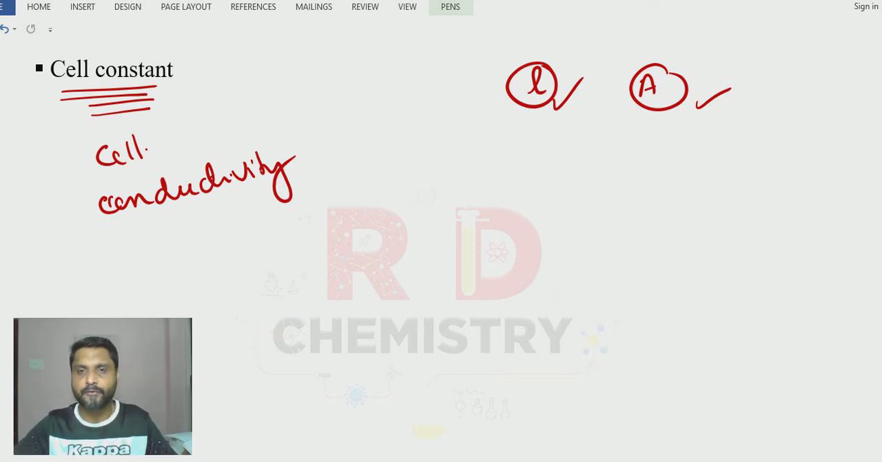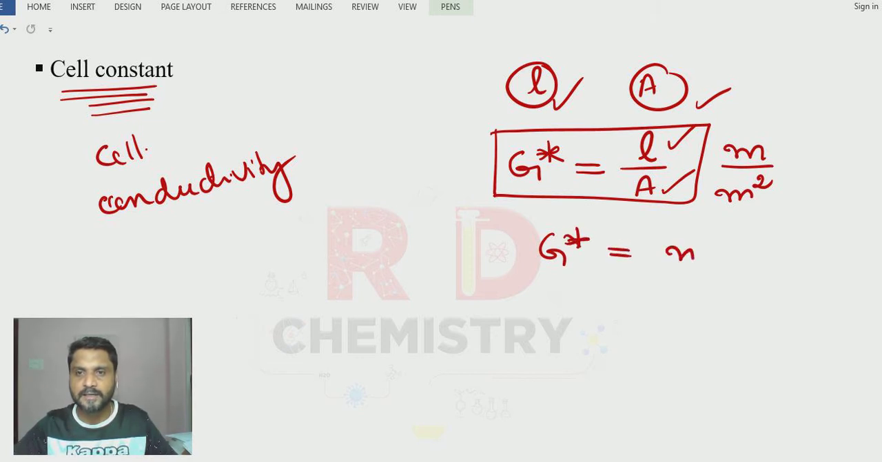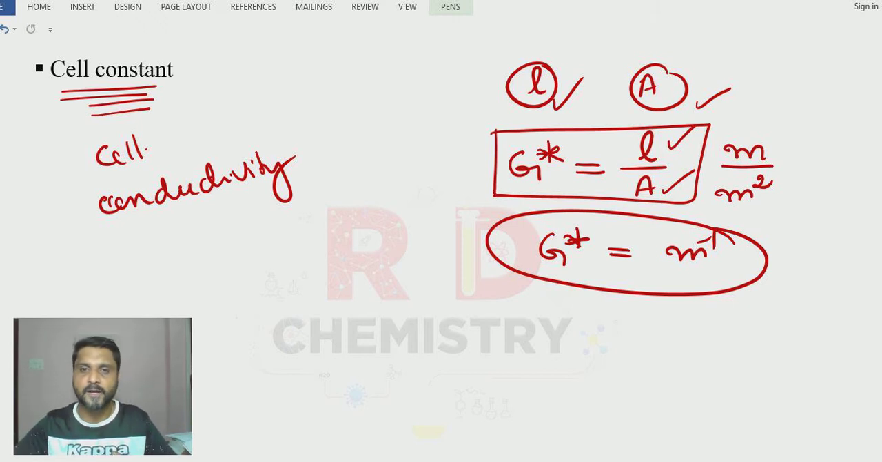Okay. Therefore we have the formula L divided by A. So L is fixed, A is also fixed, and this ratio is called the cell constant, that is called G star. Okay, so G star is a constant, L divided by A, and its unit, if I write in terms of SI unit, length in terms of meter and area in terms of meter square. Therefore G star would be in terms of per meter, or centimeter inverse with non-SI unit. Okay.